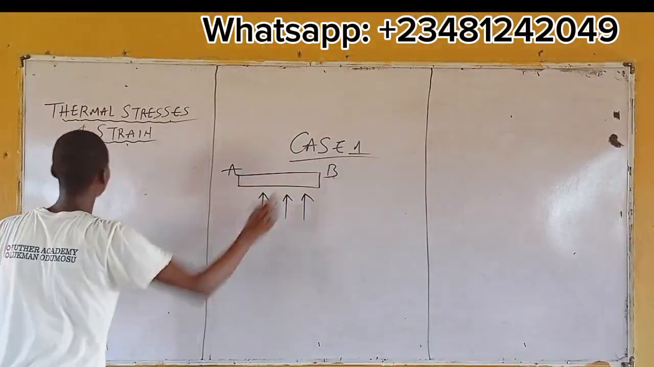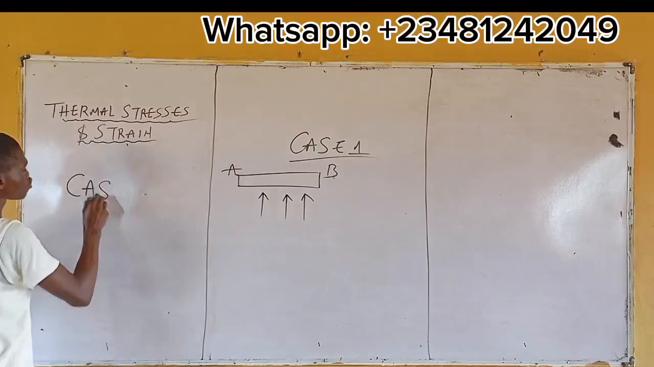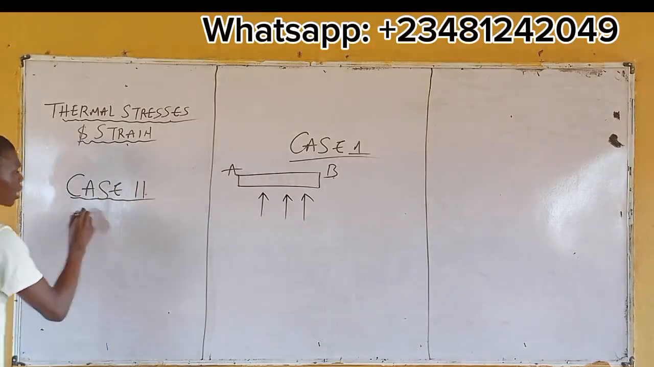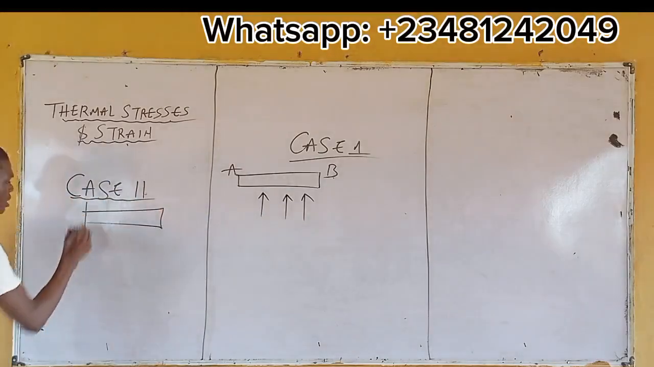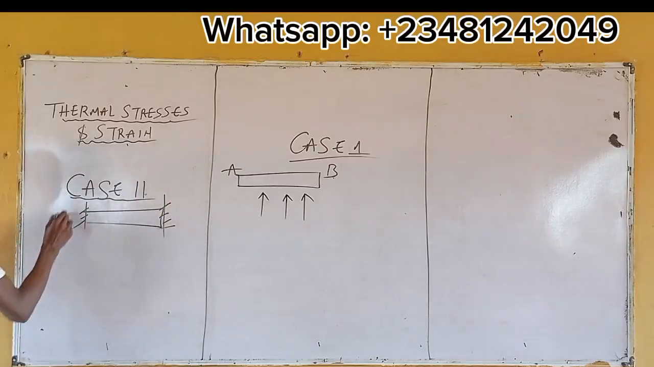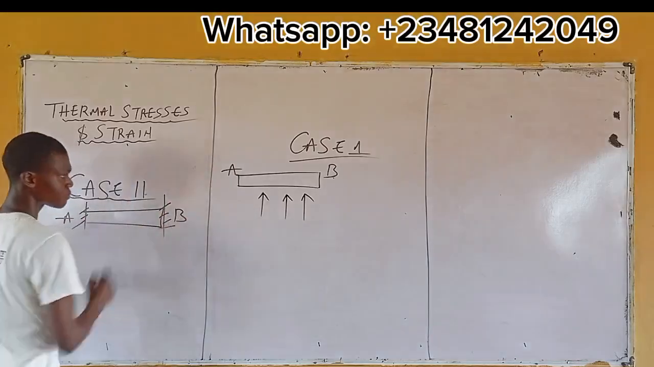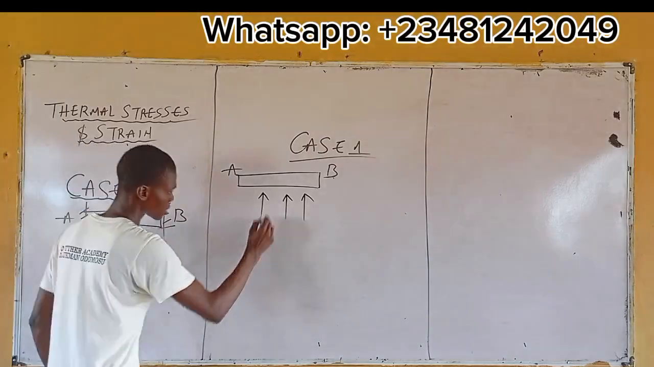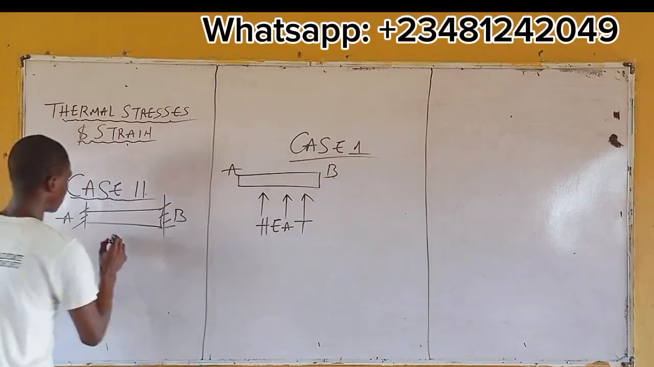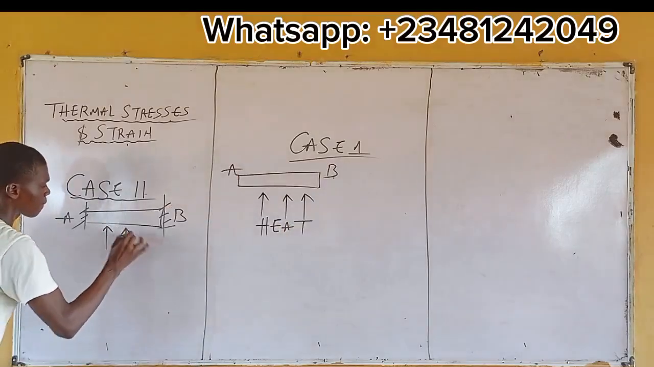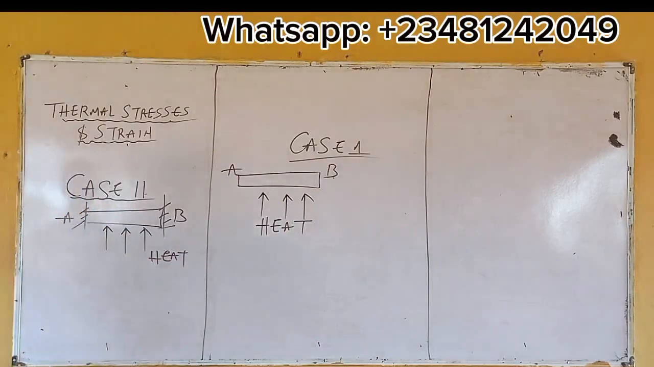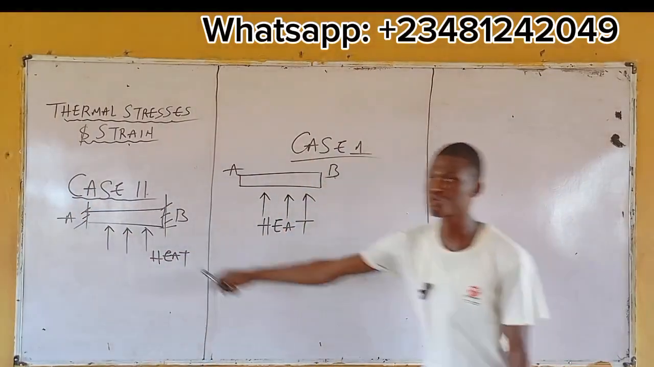Now, from here, let's note this. This is case 1. This is case 2. You are having the same metal rod. This metal rod, say it is fixed. Say this is A. This is B. This is case 1. This is case 2.